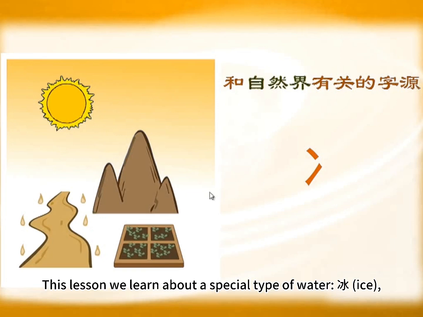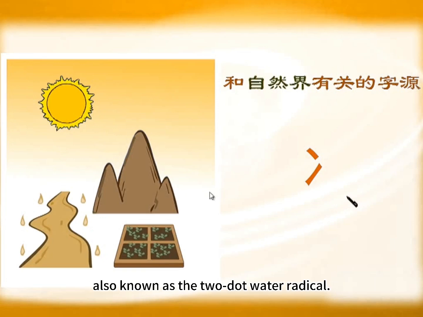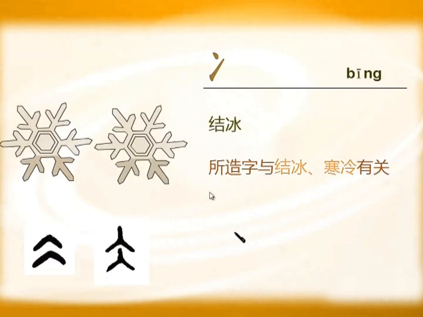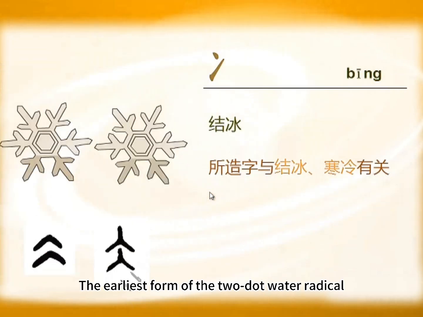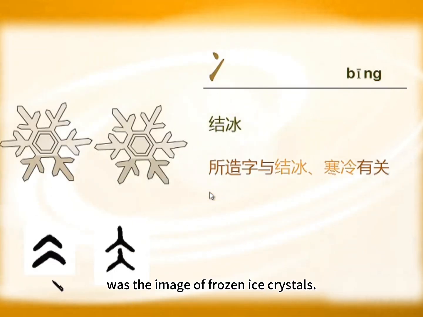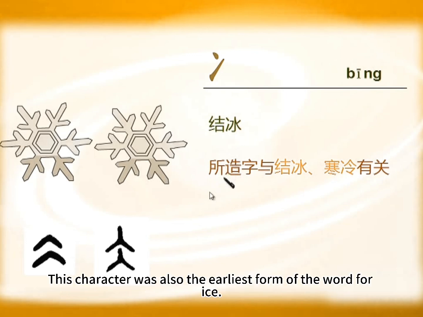This lesson we learn about a special type of water, bīng, ice, also known as the two-dot water radical. The earliest form of the two-dot water was the image of frozen ice crystals. Its original meaning was to freeze. This character was also the earliest form of the word for ice.